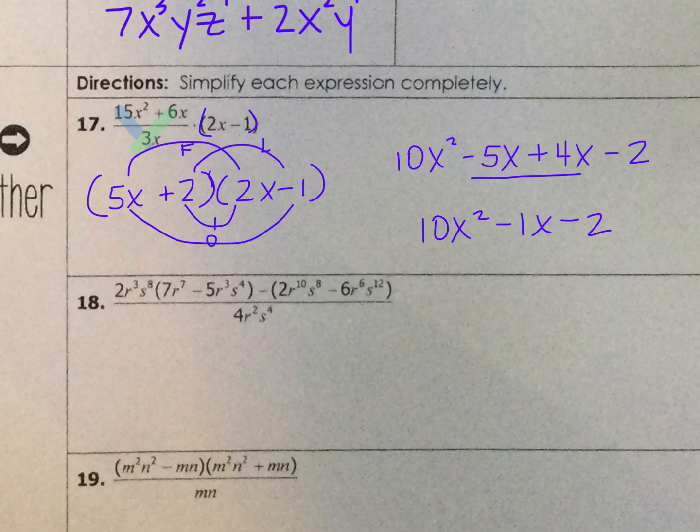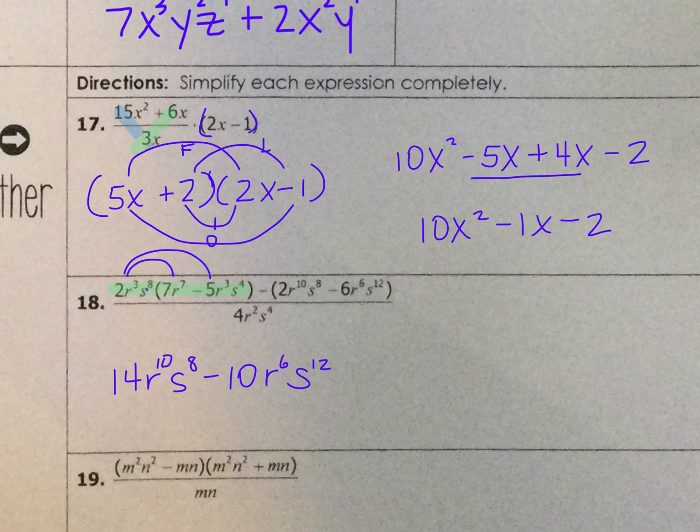All right, this next one we have to do in parts and pieces, and there are lots of them. First, all I'm going to work on is this green part, and I'm just going to distribute. 2 times 7 is 14 R S, and because we're multiplying, we're adding the exponents, so 3 plus 7 is 10 R, 8 S, and there's nothing on the S, so it is 8. Then I'm going to distribute again and get negative 10 R S. 3 and 3 is 6. 8 plus 4 is 12.